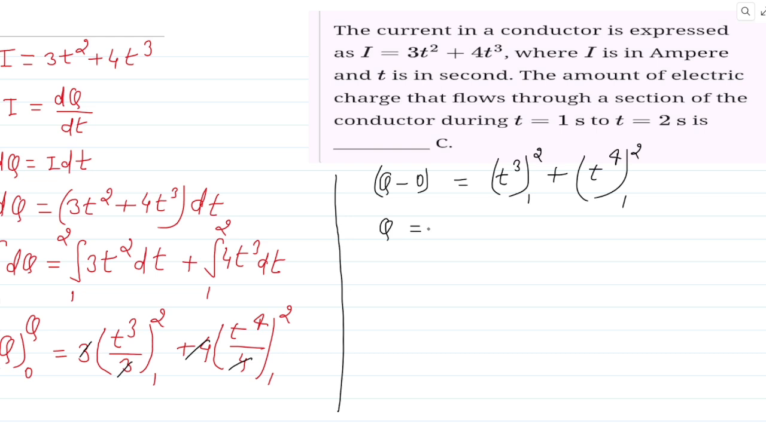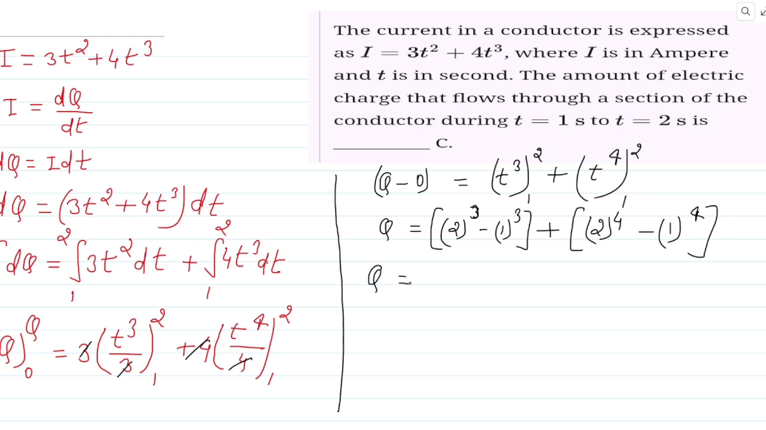It is equal to upper limit 2 cube minus lower limit 1 cube, plus, again, we have to put the upper limit and lower limit, so we get 2 to the power 4 minus 1 to the power 4. And on this term, we finally get the answer.